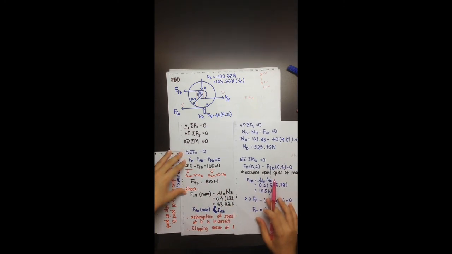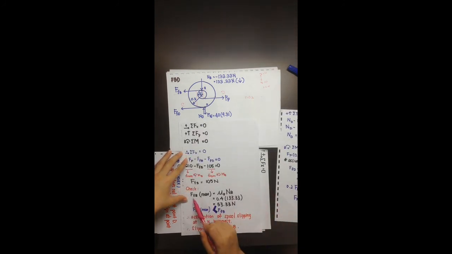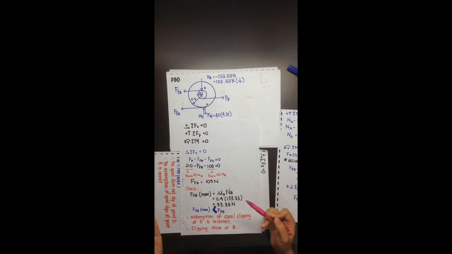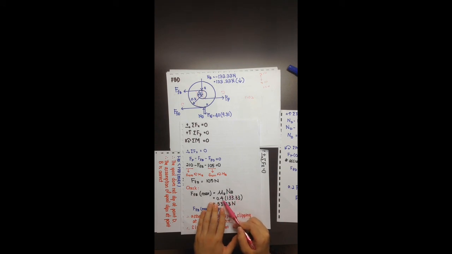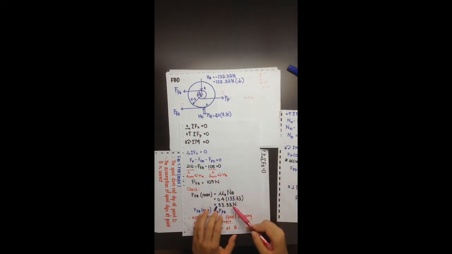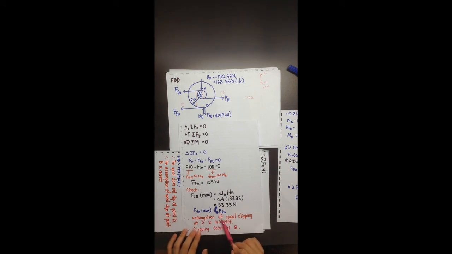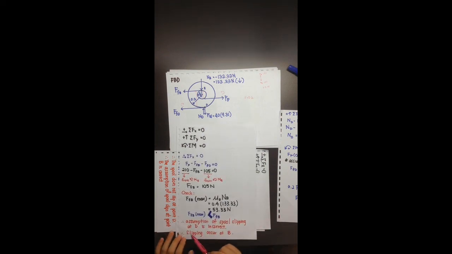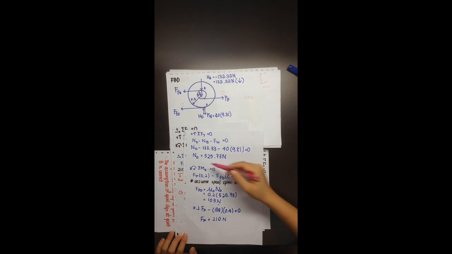To check whether the assumption of spool slipping at point D is correct, we have to find the maximum frictional force at point B. Okay? To check whether the value is more than or less than frictional force B. The formula is mu B times NB. Mu B is 0.4, NB from here 133.33, we get 53.33. Unfortunately, the maximum frictional force at point B is less than the frictional force at point B required. So the assumption of the spool slipping at D is incorrect, and actually the slipping occurred at point B. So this assumption is dead wrong.